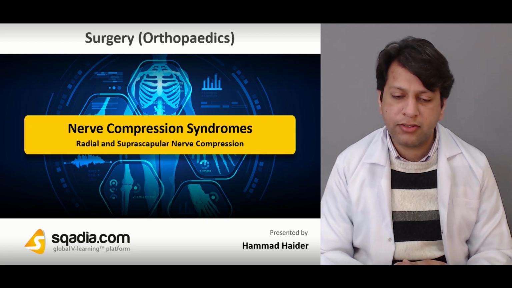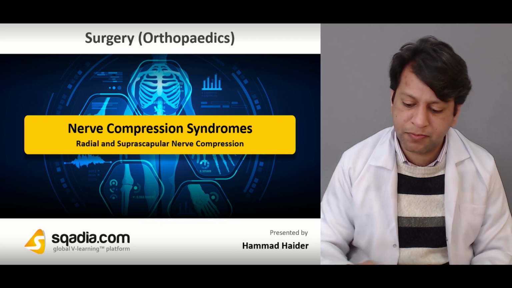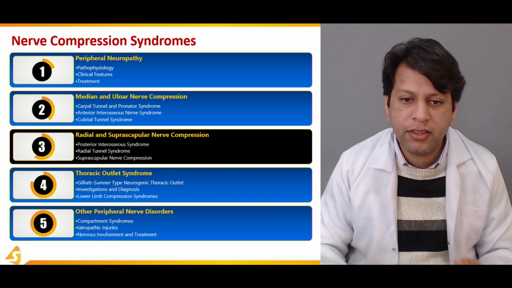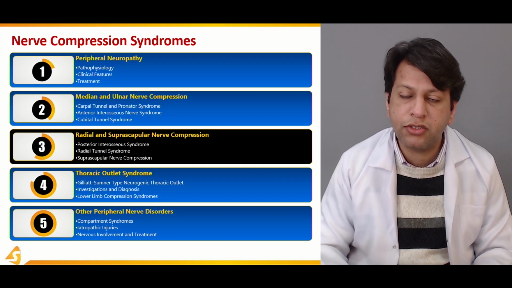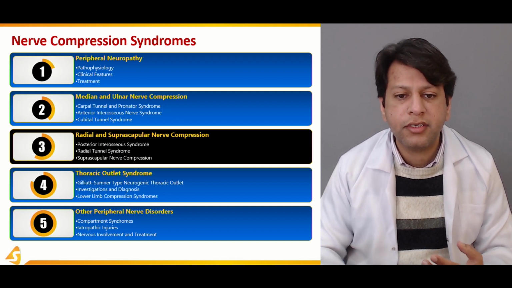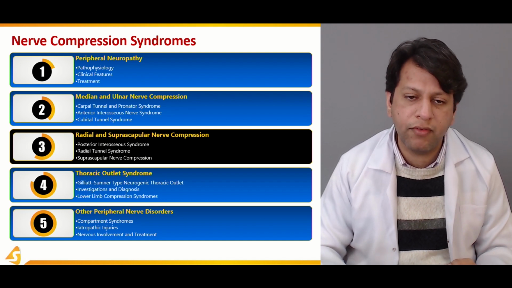Now moving on to the next section, that is the radial nerve and suprascapular nerve compression syndromes. In this, we will be briefly going through the posterior interosseous nerve syndrome, radial tunnel syndrome in the forearm, and lastly, the suprascapular nerve, which can get compressed at the shoulder level.